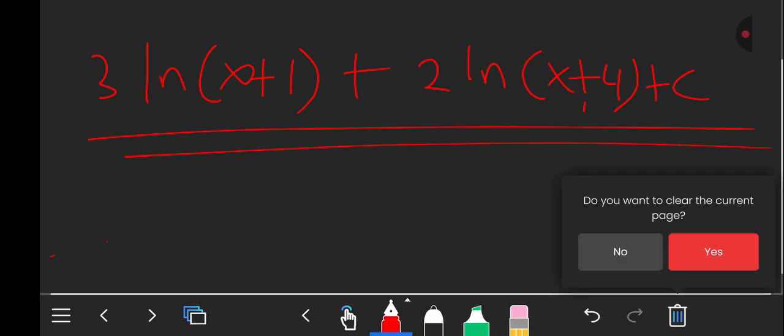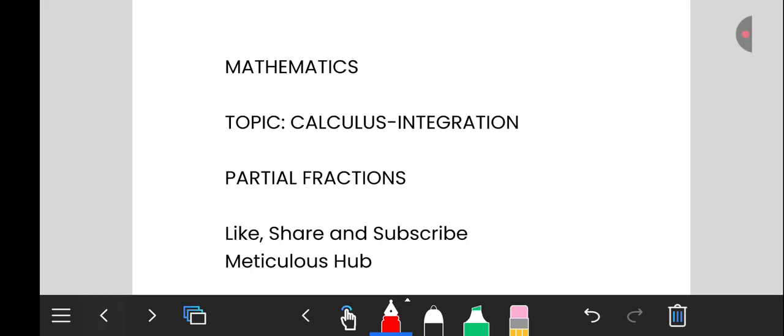Now let's look at the second question. The second question which we have is 5x plus 7 over x plus 2 squared. Then we've been told to integrate this by partial fraction, right? This is partial fraction. So what we need to do is the same procedure.